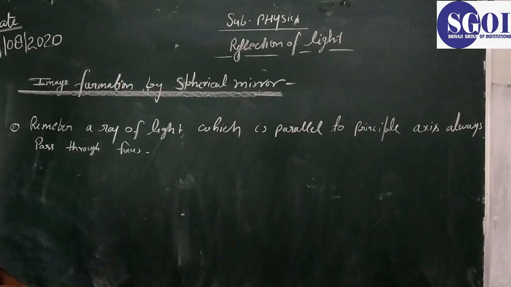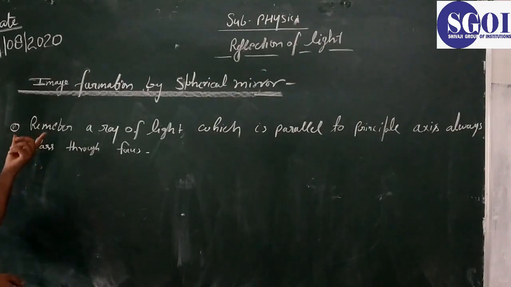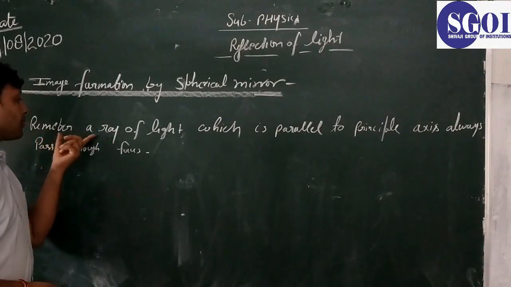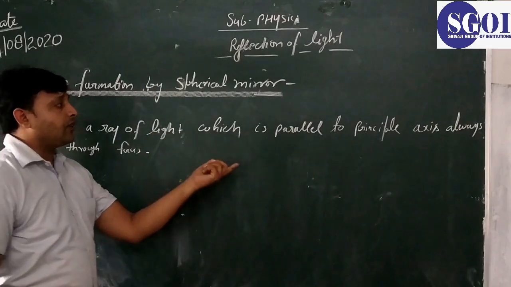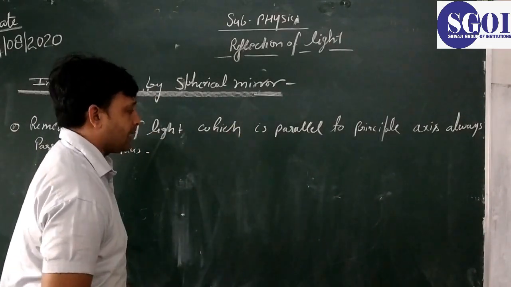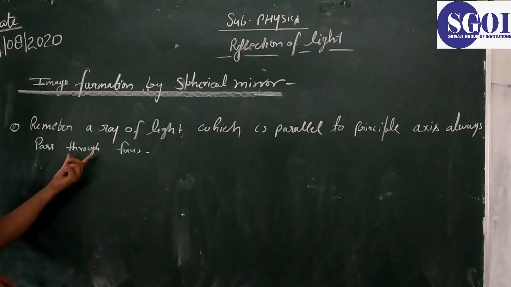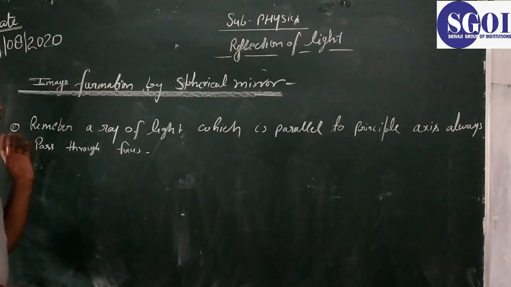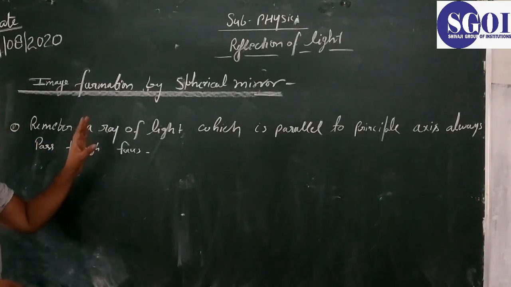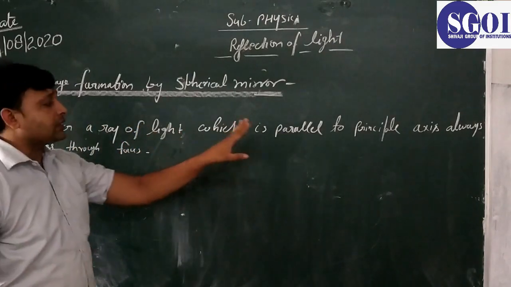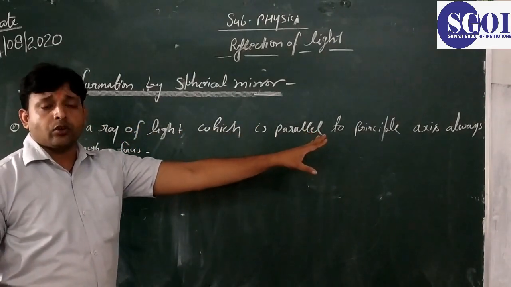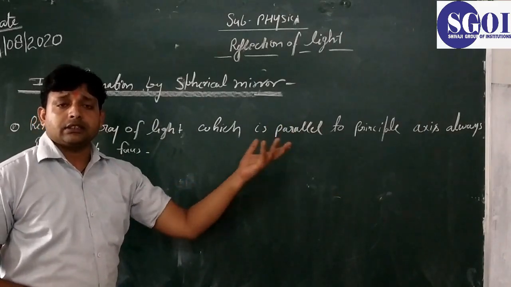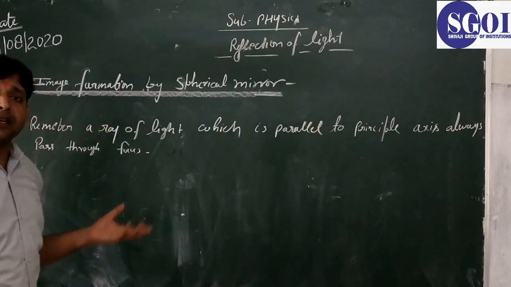It has three tips. Now, remember: a ray of light which is parallel to the principal axis always passes through the focus. And a ray of light which passes through the focus, after reflecting, is parallel to the principal axis.